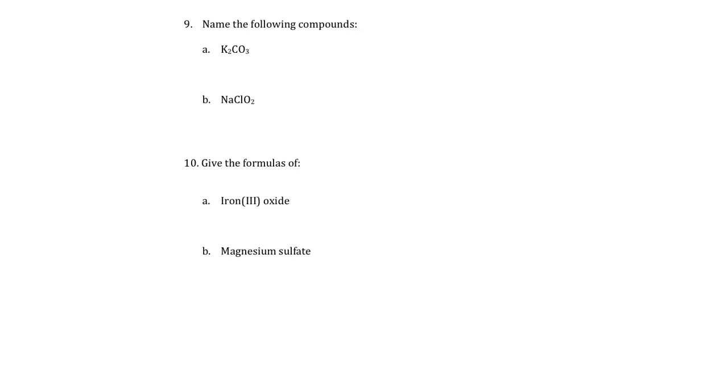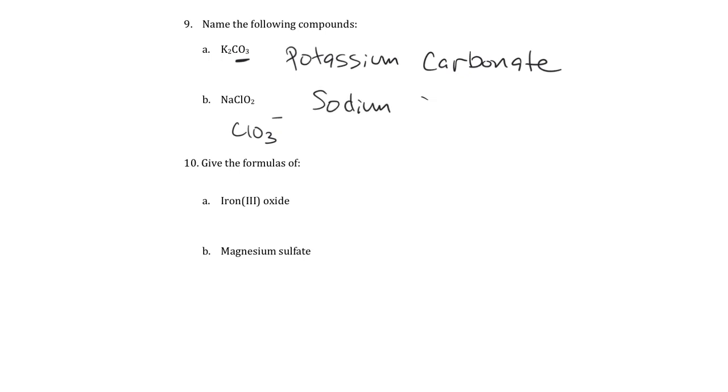So a few nomenclature questions. Let's name the following compounds. We've got K2CO3. This is carbonate, and that's potassium ion, so that's potassium carbonate. ClO3 minus is chlorate, so this would be sodium chlorite.